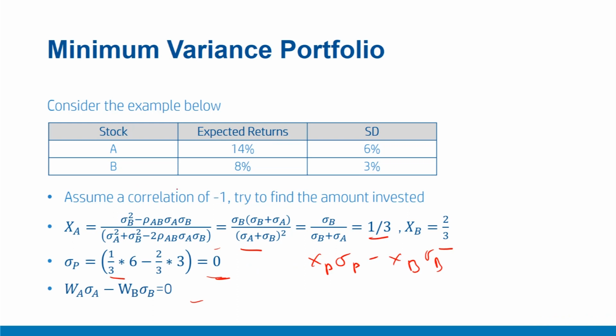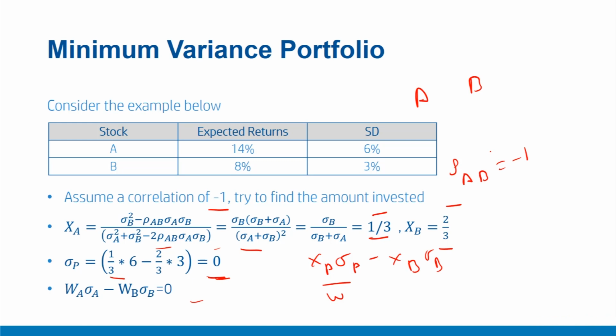So we are assuming a correlation of -1, and if we assume a correlation of -1, we compute this expression, which works out to be XA equal to 1 by 3 and XB equal to 2 by 3. Solving for this, we get x equal to 0, which is nothing but XA sigma A minus XB sigma B, or WA sigma A, WB sigma B, where WA or XA are the proportionate amounts invested in securities A and B. Now this is a special case where rho AB, or correlation between the securities, is equal to -1.